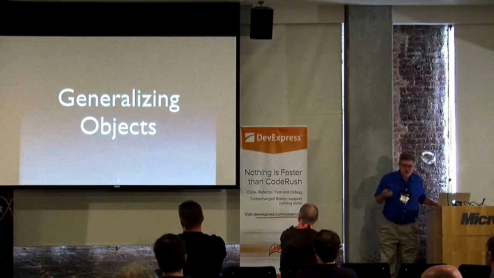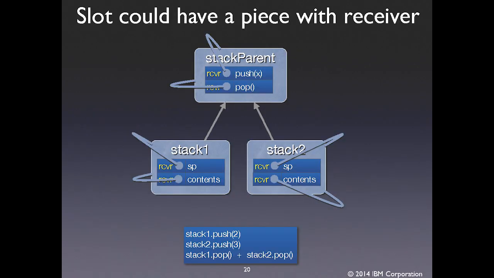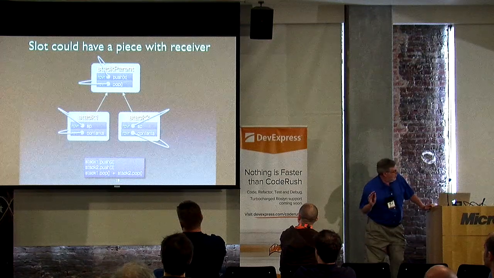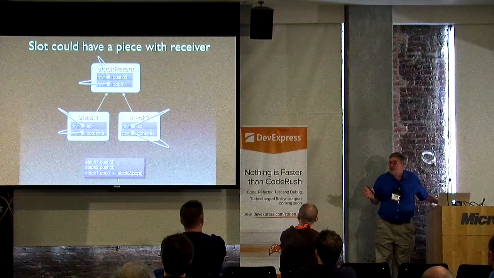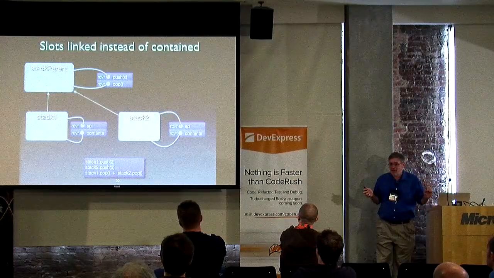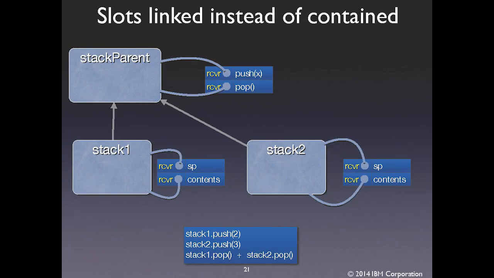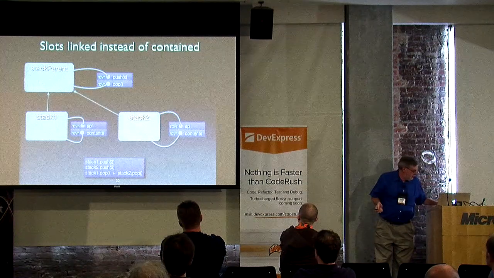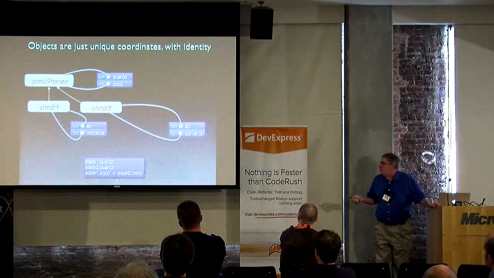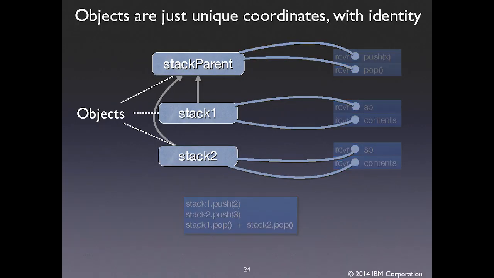Okay, so let's get there. Let's generalize. Here's our stack again, and I've added an extra piece to the slots that is linked to the objects that are containing the slots. The piece has this receiver word there. Now, once I do that, I don't need to put the slots inside the objects, because they're linked, so we know. And once I do that, these things that used to be objects become just points, just coordinates, just unique identities.